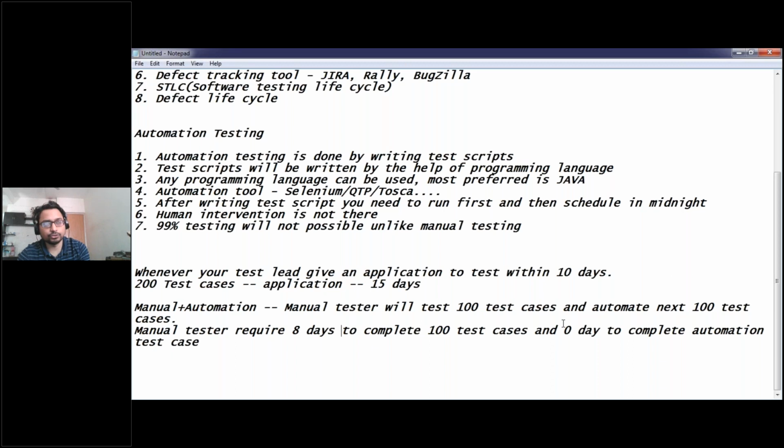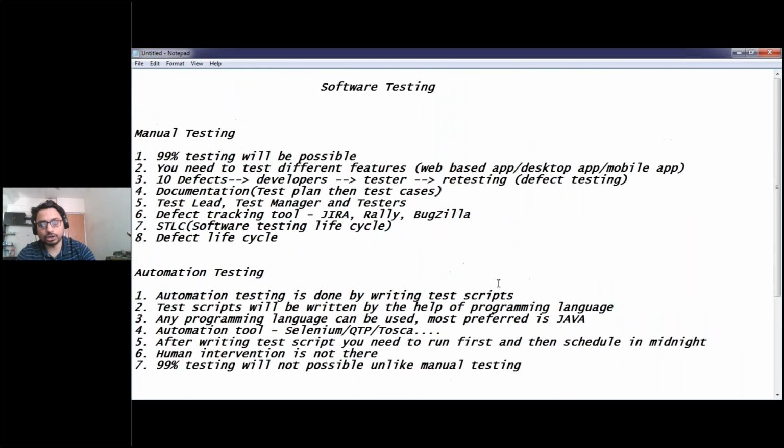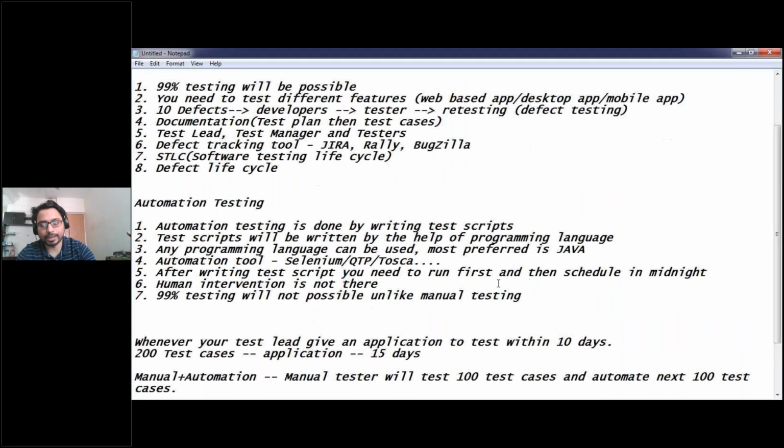Once you analyze those points, then you will bifurcate your test cases into the two parts, and then you will write a script for the automation of test cases, and then you will do the manual testing, and then you will give the work which the test lead has given you in a minimum amount of time. Okay, so this is all about the introduction part for the manual and automation testing.